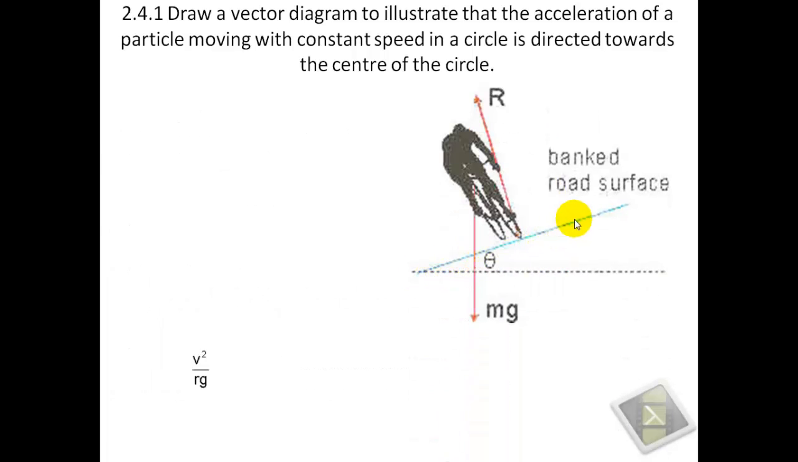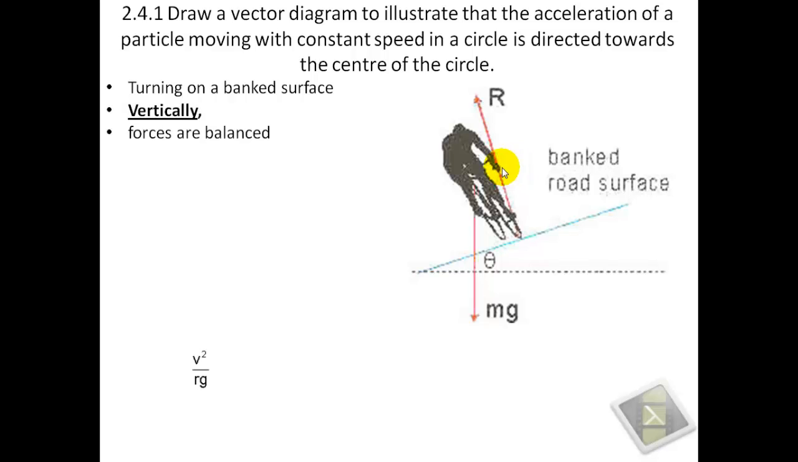Here we have an inclined plane. The weight is always acting downwards. R is acting now perpendicular to the banked road surface. mg does not equal R anymore, but it does equal the vertical component of R, because it's not accelerating up or down here. So vertically, we know the forces must be balanced. mg, which is the weight, is equal to R cosine theta, which is the vertical component of R. Use trigonometry to show that the vertical component of R is going to be R cos theta.